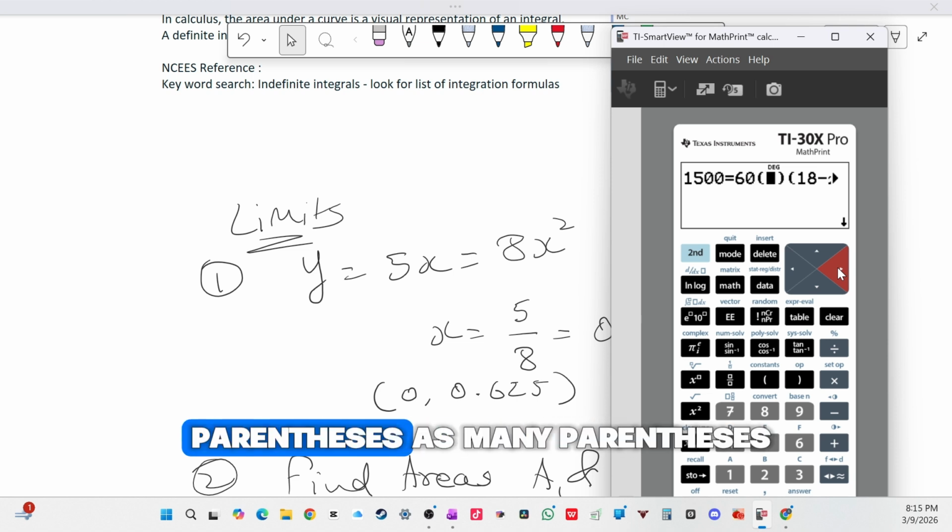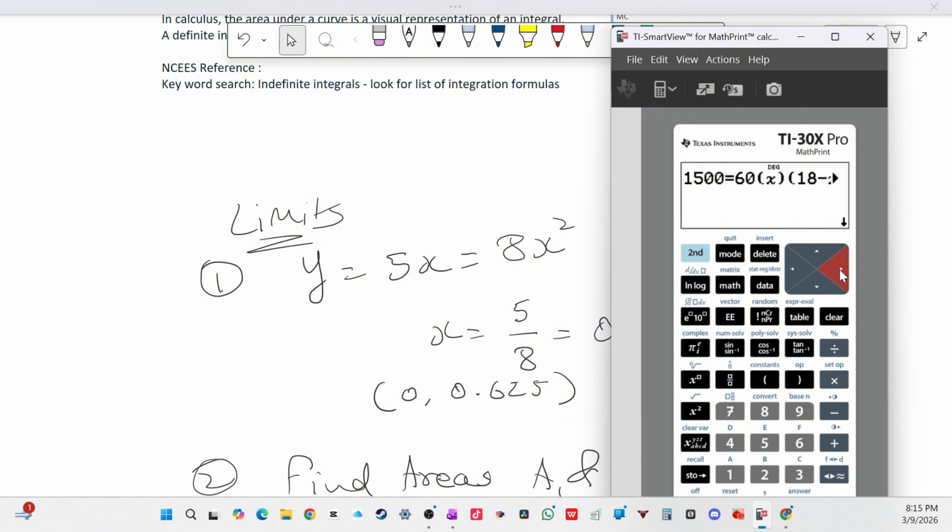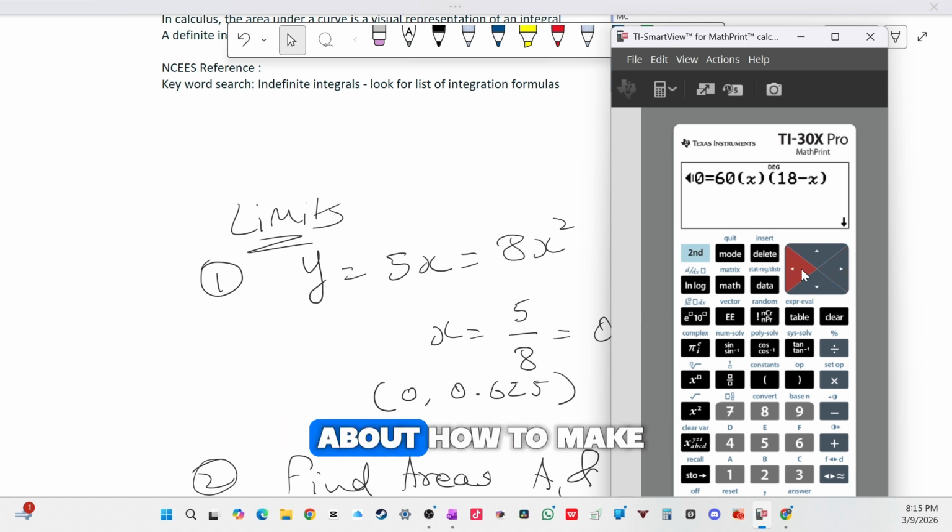Start using a lot of parentheses, as many parentheses as possible. Put them here, here, wherever you can. The more parentheses you put and the more clarity you give to your calculator, the less it will mess up. That is my theory about how to make this happen. All of this is under record. If any one of you has doubt, come back to this part later and review it again.